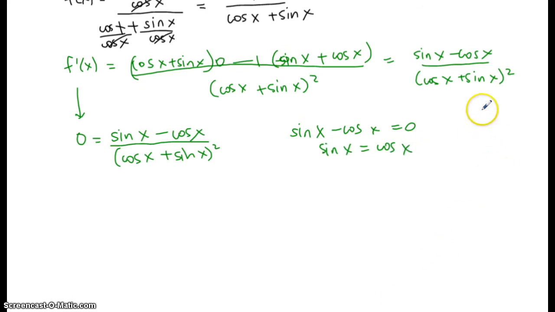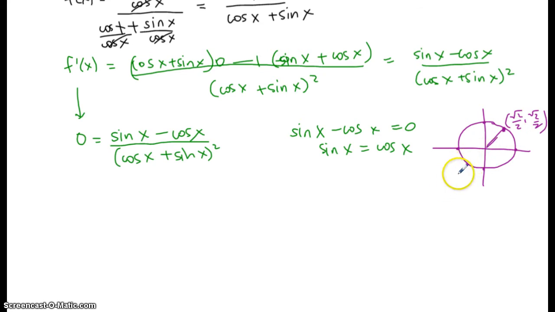So when does sine x equal cosine x? If you remember from our trig unit circle, going all the way around, here's 1, 0, 0, 1, negative 1, 0, 0, negative 1. Right here, at square root of 2 over 2, we have the same values. Square root of 2 over 2 is where sine and cosine are the same. And down here, negative square root of 2 over 2 over negative square root of 2 over 2. That's also where they're the same.